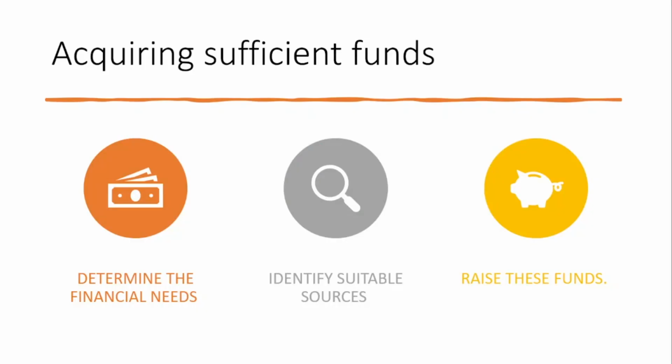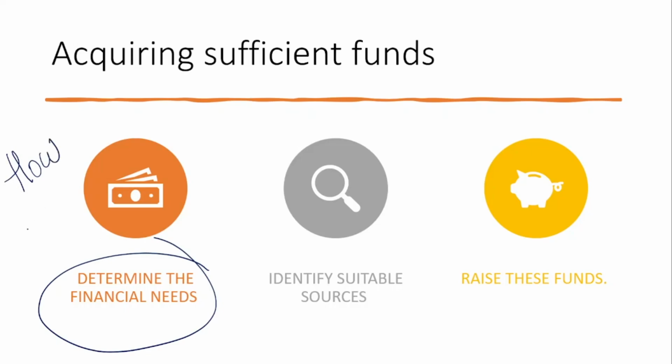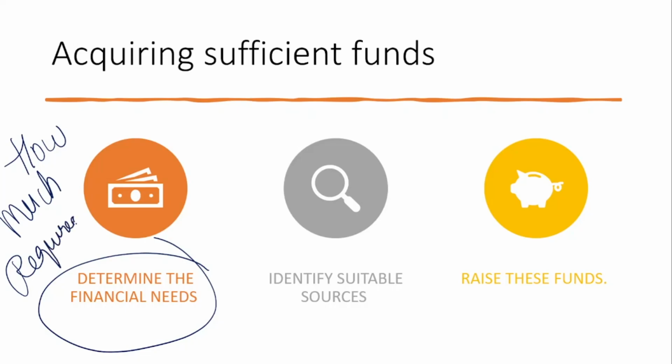The first one is acquiring sufficient funds. Before procuring the funds, first you need to determine the financial needs. First you need to calculate how much fund is required to run the business. You cannot calculate it simply on an estimation basis. You need to see the last year's balance sheet or income and expenditure statement, and based on that determine how much fund is required.